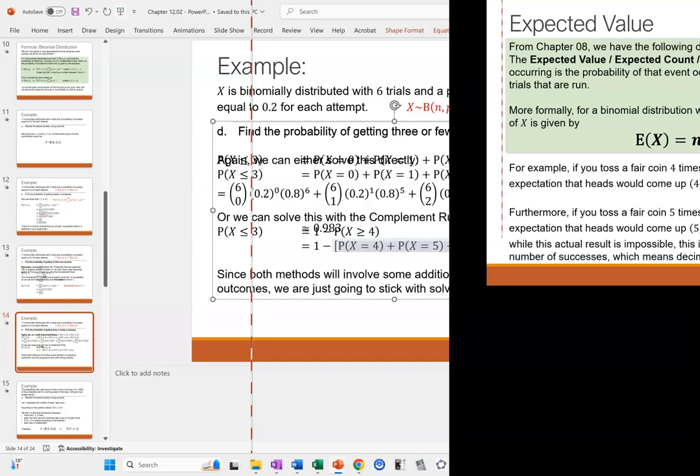So for example, if I toss a fair coin 4 times, well, there's 4 trials, that's n. It's fair, so the probability of success is a half. I'd expect 2 heads to come up. Everybody's okay with that?